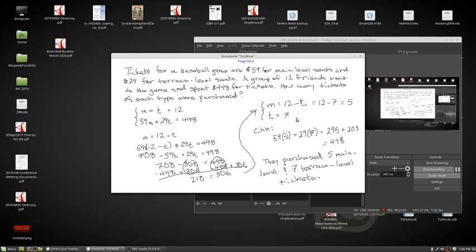So now we take this 7 back, plug it in for T, we get that M is equal to 12 minus 7, or 5. Obviously it works, because if we add these two up, we get 12. Let's see what happens when we multiply it by the dollar values. Do we end up with the right number? Well, 59 times 5 is 295, and 29 times 7 is 203, and sure enough, you add those together, we get the 498. So they purchased 5 main level tickets and 7 terrace level tickets.